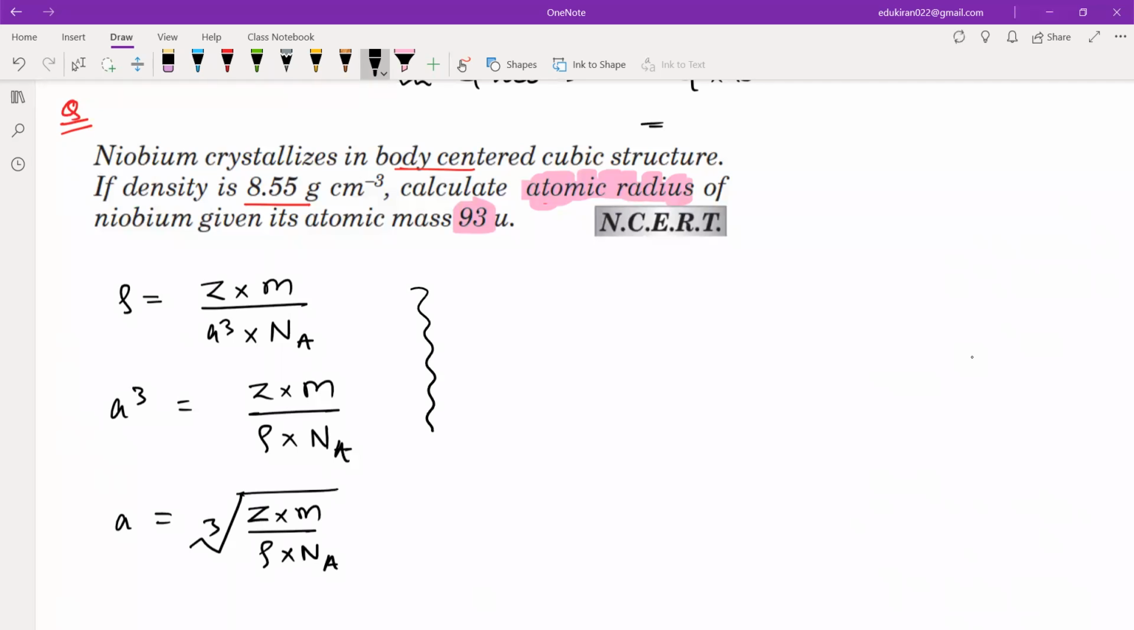After that, you have the relationship between body centered cubic and its atomic radius R. It is A root 3 is equal to 4R. Since they are asking the atomic radius, you say R is equal to root 3 by 4 into A. Whatever A you are getting from here, you will substitute it in this value. Is that fine? Do you understand how to do this question? Yes or no? Tell me. Yes. So I'm giving you time.